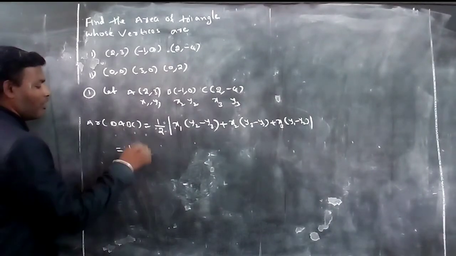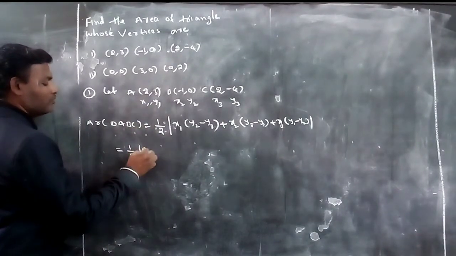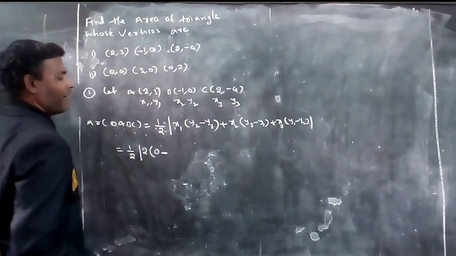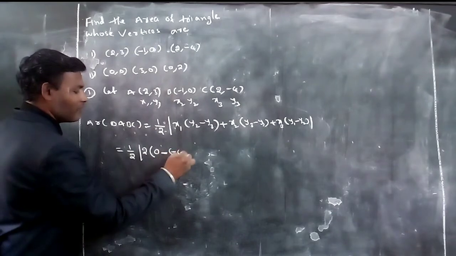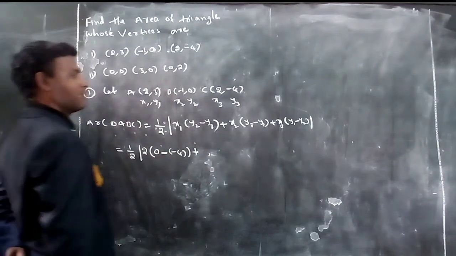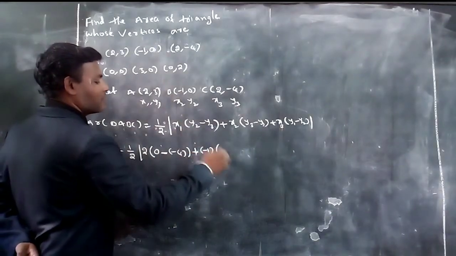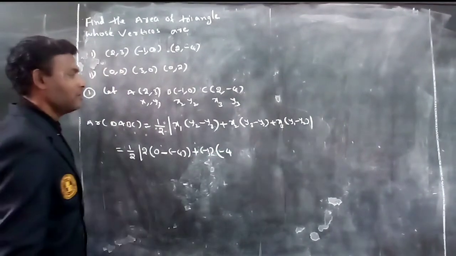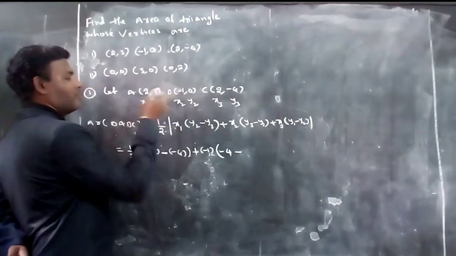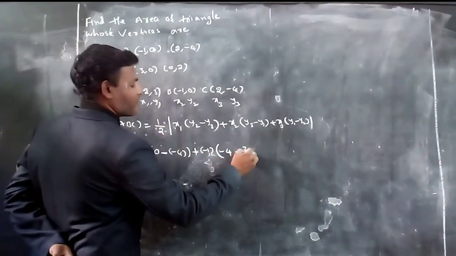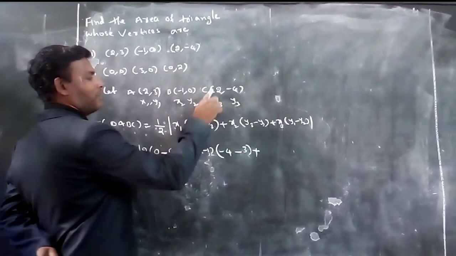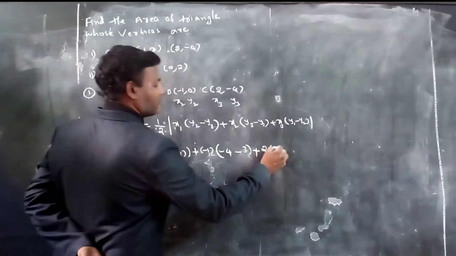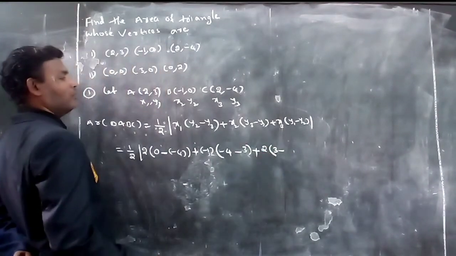Now apply the values. 1 by 2 mod. What is the value of x1? 2, bracket, next y2 means 0 minus y3 means minus 4, plus x2 means minus 1 bracket, y3 means minus 4 minus y1 3, plus x3 means 2 bracket, y1 3 minus y2 0.